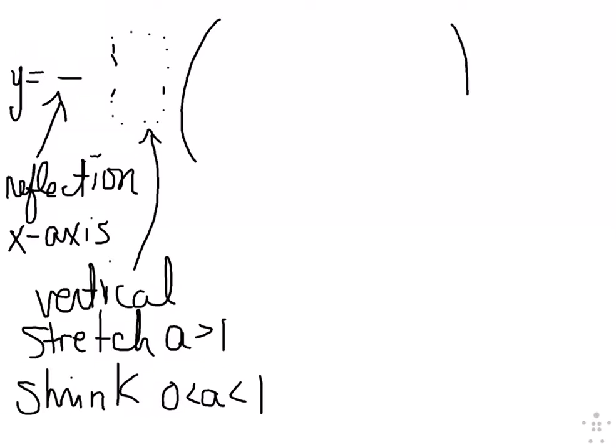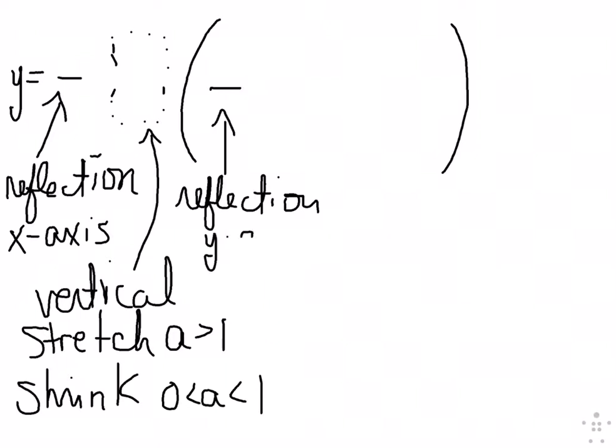Now, grouping symbol could be in the form of parentheses, it could be in the form of absolute value, it could be in the form of square root. All those are possibilities. Okay? Then you could potentially have a negative sign on the inside. If it's a negative on the inside, it'd be a reflection over the y-axis.